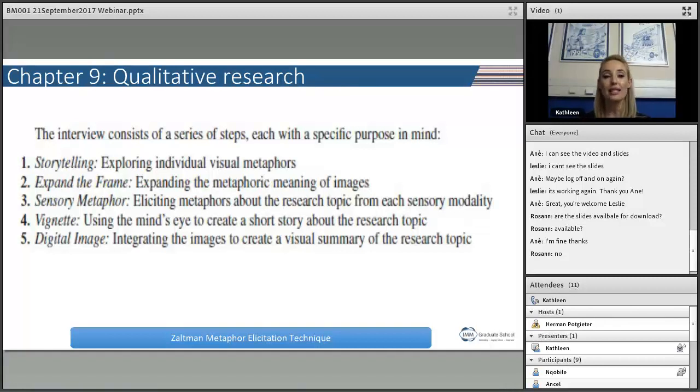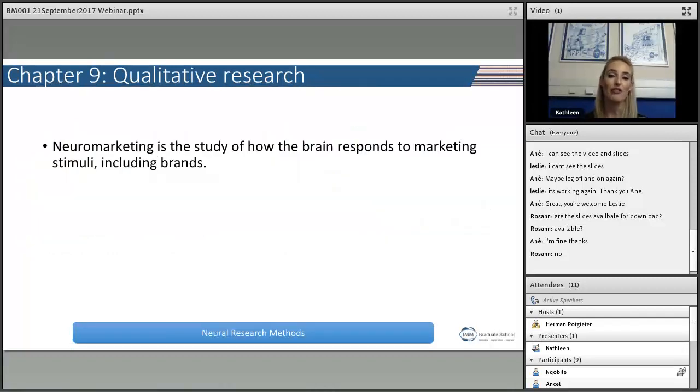A few other qualitative research techniques that your textbook does explain are storytelling, expanding on a frame, sensory metaphors, using a vignette, and digital images as well. All of these are very similar to the methods that we have already discussed in more detail. The ones that we've discussed in detail are the main focus area research techniques that we tend to use.